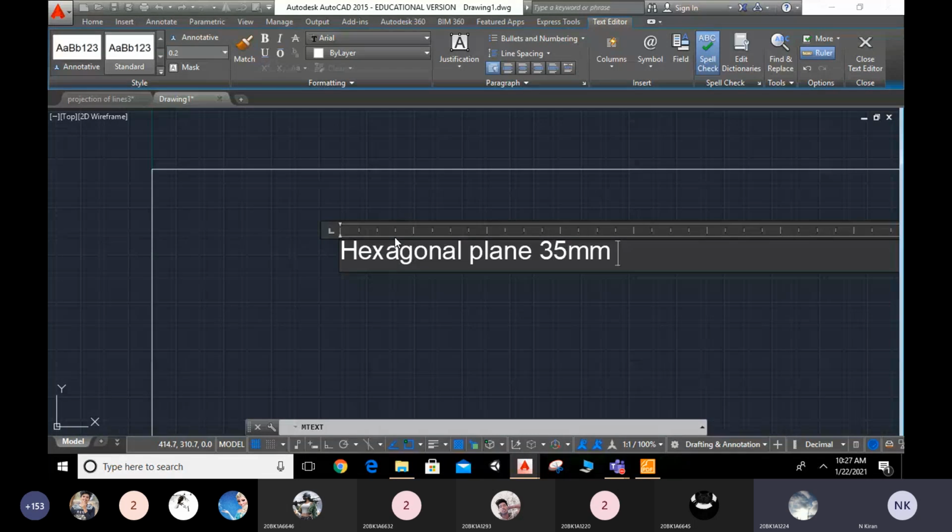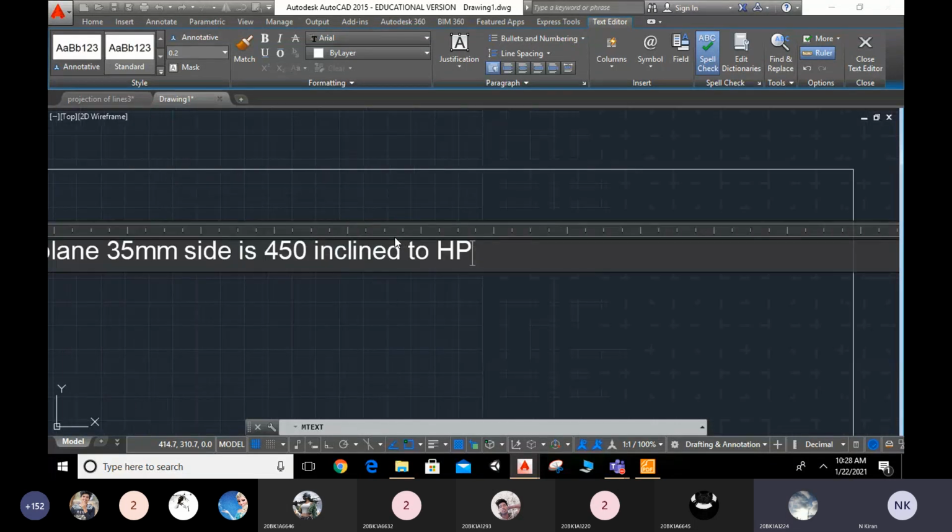I will is draw it in the 45 degrees 35 mm. inclined to is Okay, 45 1 minute. degrees 35 inclined mm to side. HP. Is it right? 1 minute. Okay. Yes, sir. Hexagonal plane of 35 mm side is 45 degrees. Is 45 degrees. Okay. Inclined to Okay. HP. 45 degrees. Inclined to HP. Yes, sir. And one of its side and one of its corner.